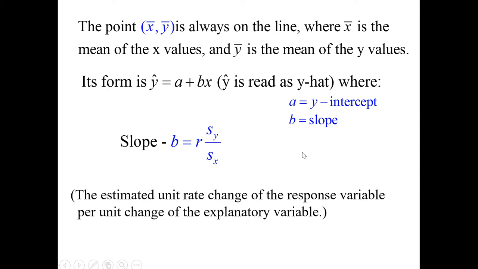All right, and so what is your slope though? Like I said, this is the same thing as it was in Algebra 2. It's the estimated unit rate change of the response variable per unit change of the explanatory variable. So you learned it in algebra as the change in y with respect to the change in x. So as x increases by 1, how much does y change? That sort of thing. It's still the same mathematical thing, slope.